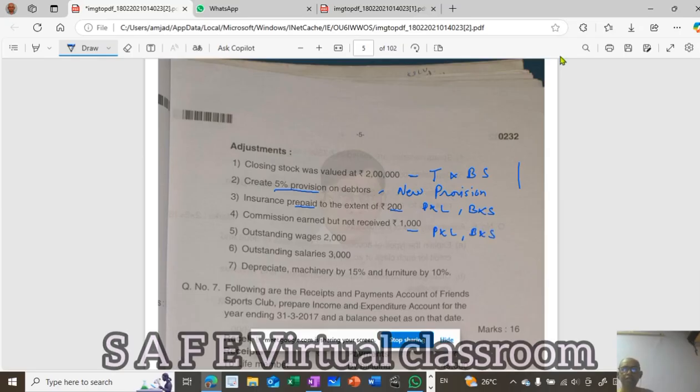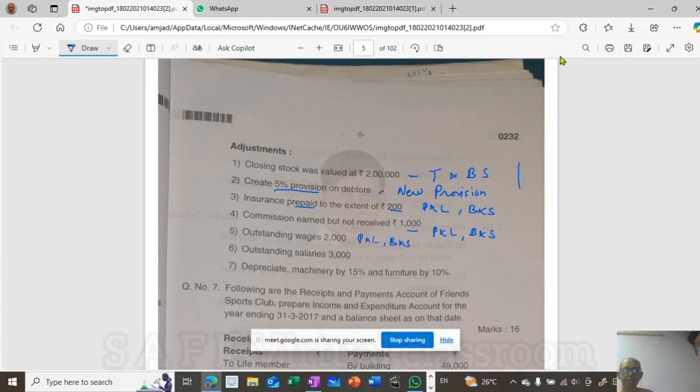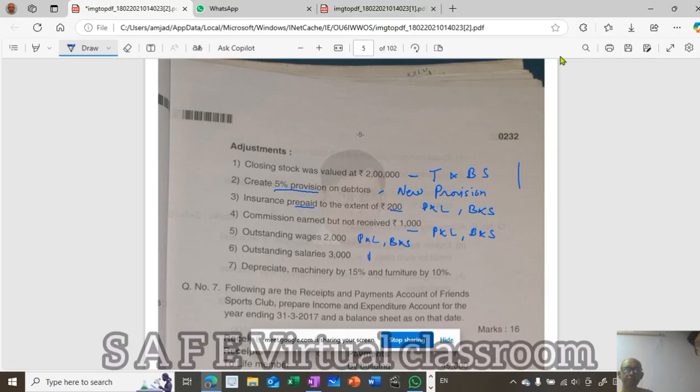Then outstanding wages. Outstanding wages is an expense again, so this is also added. Correct. Outstanding salaries is added in profit and loss. Which one is trading? Outstanding wages is trading. Okay.